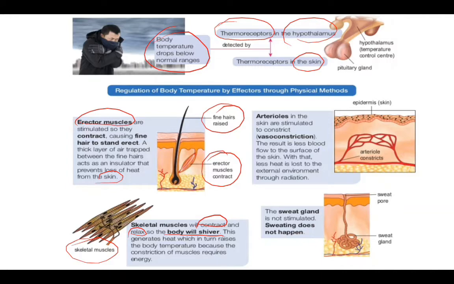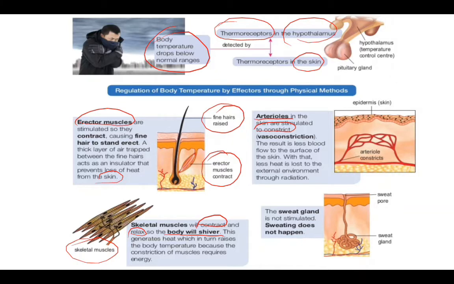And then here arterioles in the skin are stimulated to constrict. Okay, kalau sebelum ini itu adalah dilate, ini constrict. Vasoconstriction maksudnya opposite from melebar. Okay, narrowing lah. Vasoconstriction maksudnya the constriction of the arteriole. So the result is less blood flow to the surface of the skin. So with that, less heat is lost to the external environment through radiation. So kita punya body temperature itu dia tidak semakin low lah.